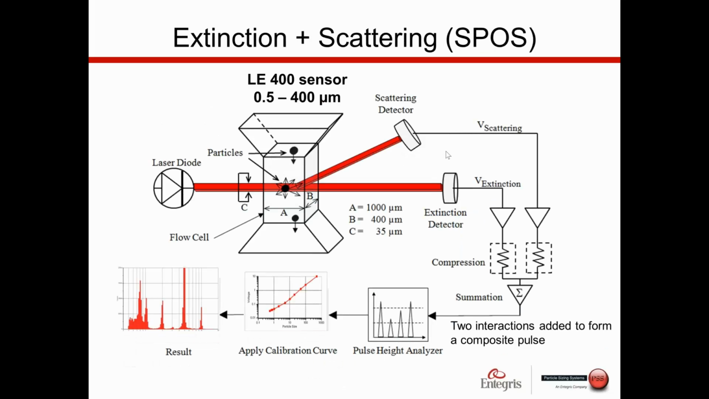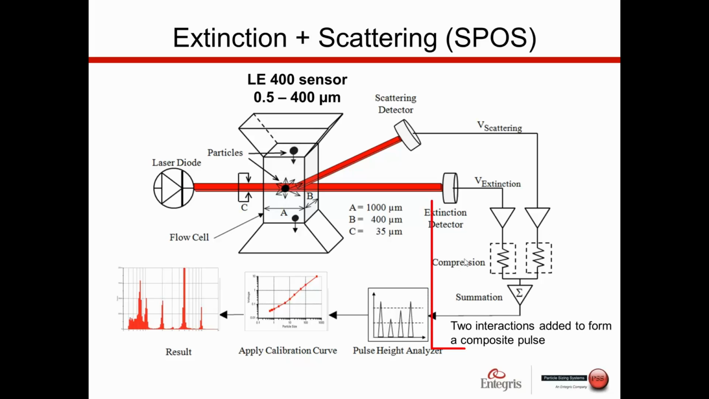The first sensor we'll talk about is the LE400. This is a sensor that works from 0.5 to 400 microns. And when we talk about single particle optical sizing, SPOS, this is this technique where we have two detectors. We have an extinction detector and a scattering detector. So particles pass through one at a time through the sensing zone, through the laser beam. We look at the amount of light blocked by the presence of the particles using the extinction detector, and we look at the amount of light scattered by the particles using the scattering detector.